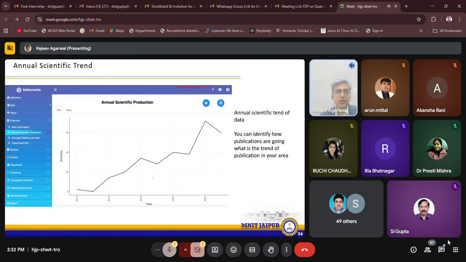So this particular scientific trend is since 2014 onwards. This particular research work has publication and article publication is increasing. Why this came is maybe because this was done initially in 2022 or 23. So this is the annual scientific trend of data.